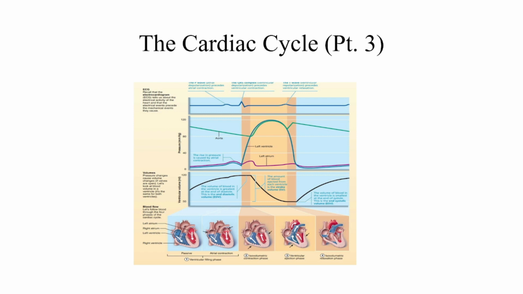Okay, so the P wave, which is where atrial depolarization happens, precedes atrial contraction. The QRS complex, which is where ventricular depolarization happens, precedes ventricular contraction. And then you've got the T wave itself, which is where ventricular repolarization happens. It precedes ventricular relaxation. So again, the repolarization has to happen before the relaxation can take place.